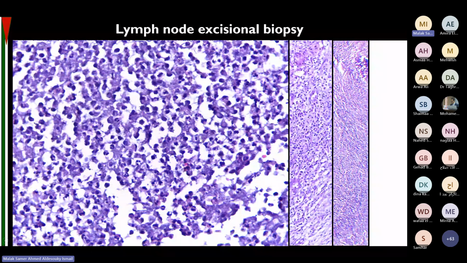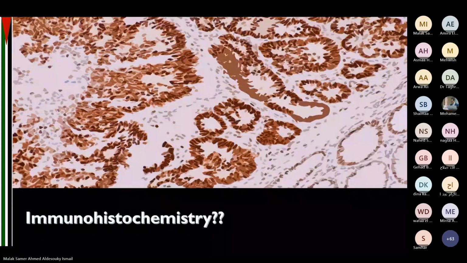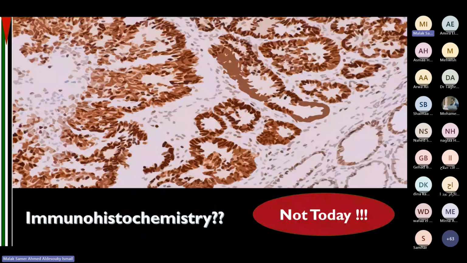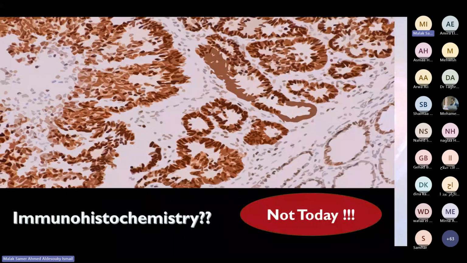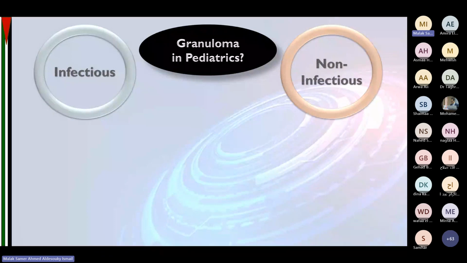So now, should immunohistochemistry be done? Our choice was no. In order to approach this case, now we have to consider the different causes of granuloma in children, which are divided into two main categories, infectious causes and non-infectious causes.